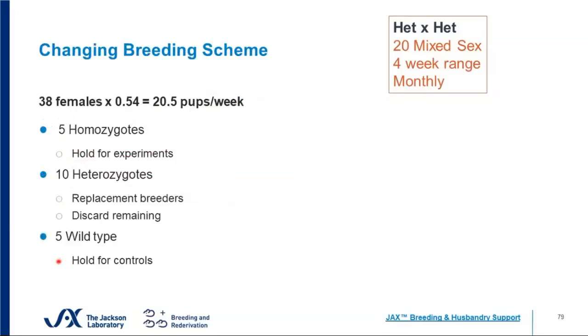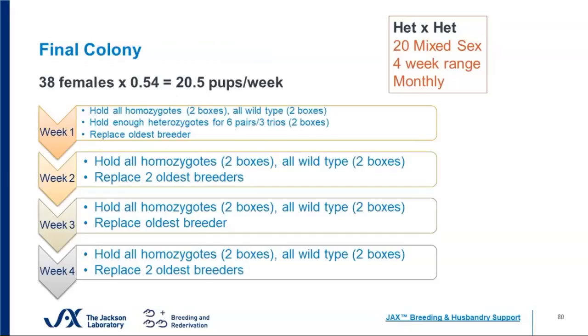our controls. Now in this last scenario, this colony is producing both our experimental mice and our control mice. So the other scenarios, the controls were separate. So just make sure that if you're doing this, this is actually including your controls as well. And so basically every week we're going to hold all the homozygotes, all the wild type mice, and then we'll hold enough of the heterozygotes to produce our replacement trio, pairs or trios for that 4-week range. And then we replace our oldest, 2 oldest, and we just keep going through that.